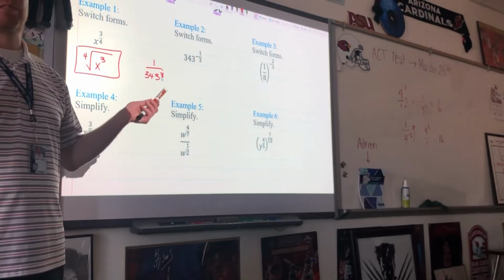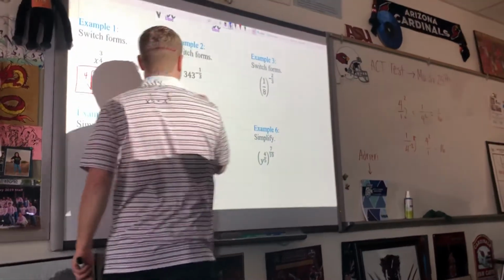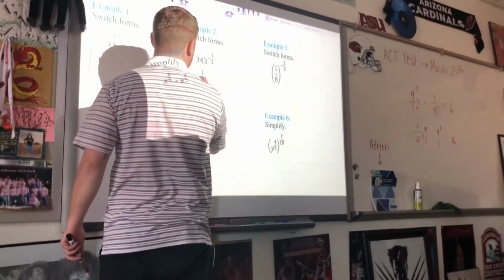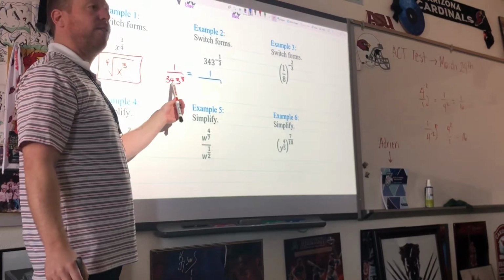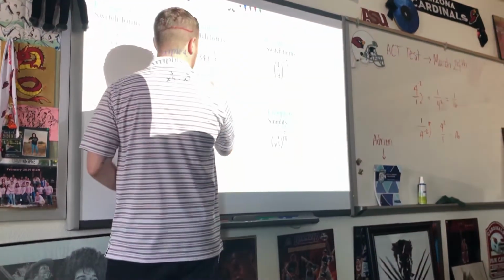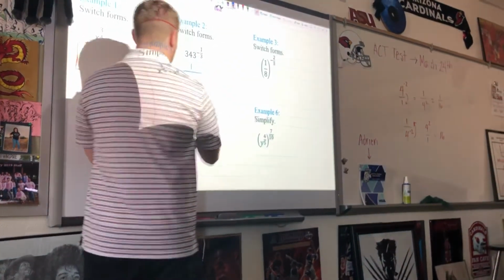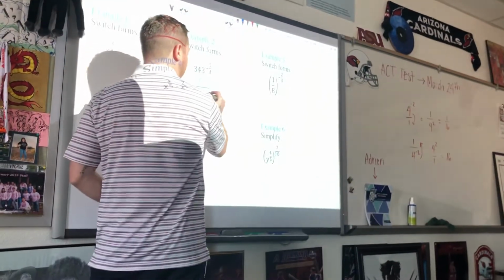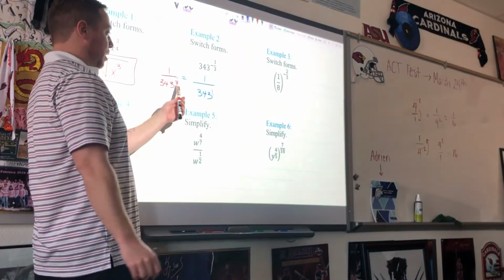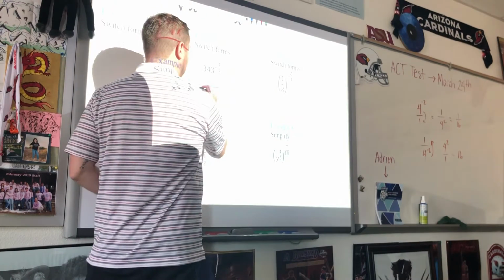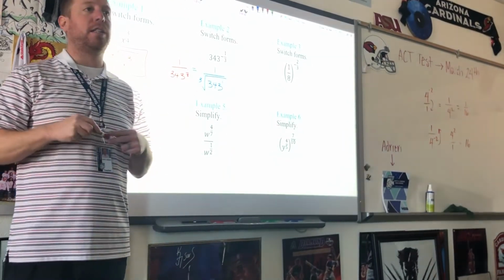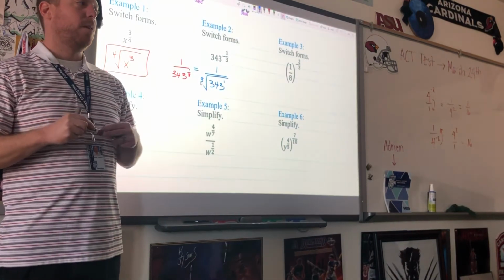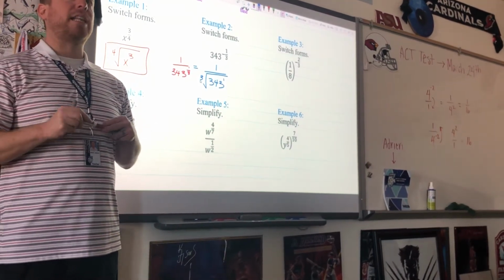Okay, now I'm going to switch forms. Okay, my 1 is still up top. That hasn't changed. Okay, the bottom, 343 is the base. 1 is the exponent on that 343. And the denominator 3 is what the root is. So this is the cube root of 343 in the denominator. That's not the answer yet.